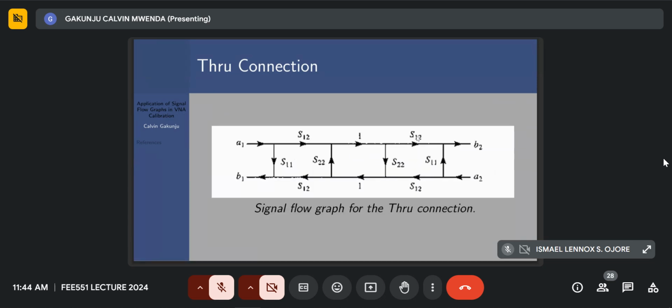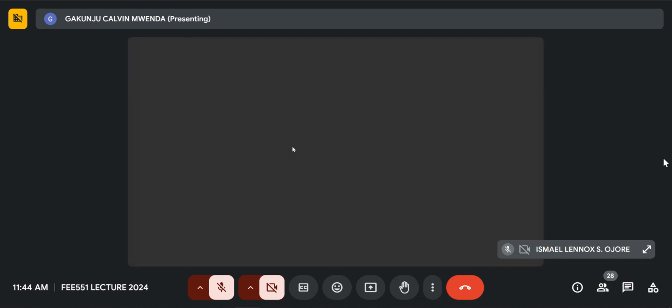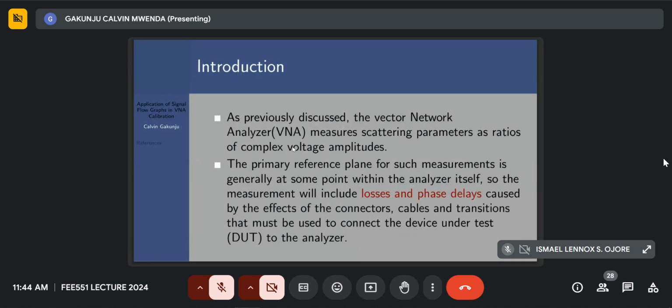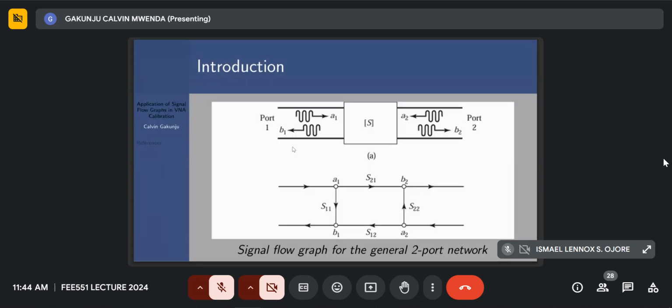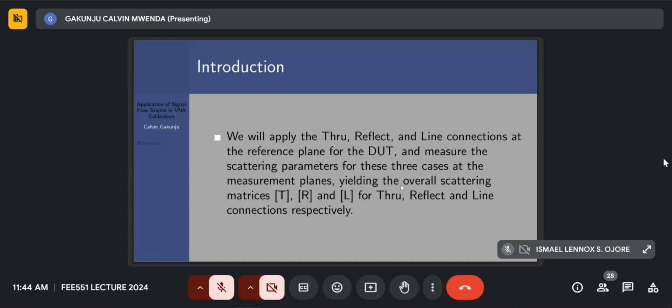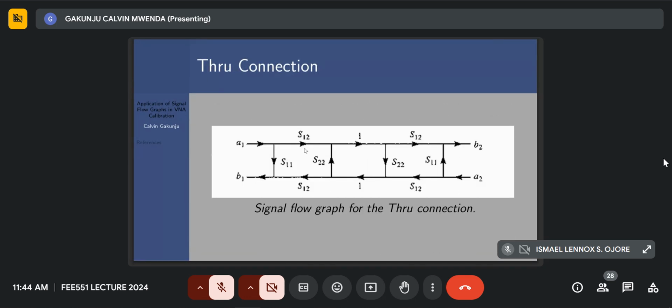So this is the equivalent signal flow graph of the through connection, as I'd mentioned here. This block here is the general two-port network. So the error boxes have been converted to the equivalent signal flow graphs here and here. Then in between here is the through connection, the one which symbolizes that port 1 and port 2 have been connected directly.